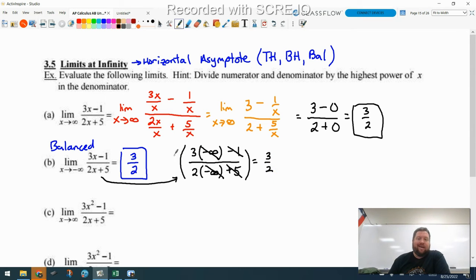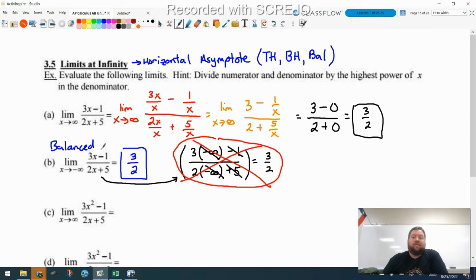Okay, that is bad. You're going to lose credit on the AP exam for doing that. You are not going to earn any points. They do not want to see you plug infinity in for x. Infinity is not a number. The only things you can plug in for variables are numbers, so they never want to see you plug infinity in. That's why we just identify it by its type, and then we know we divide the coefficients, and that's our answer.